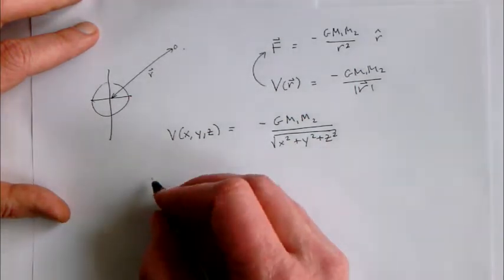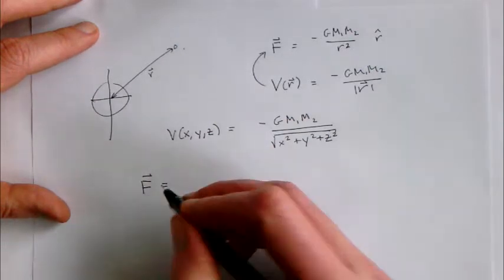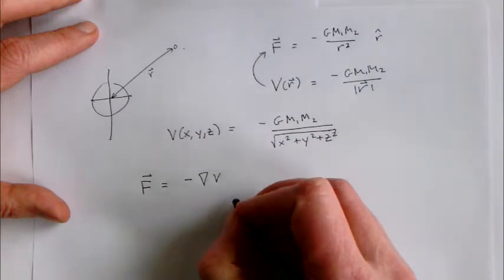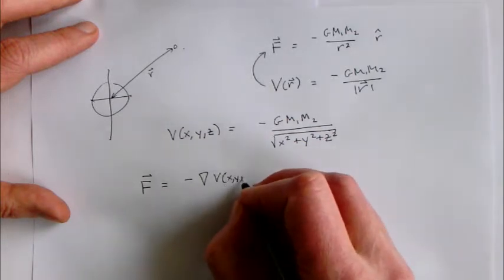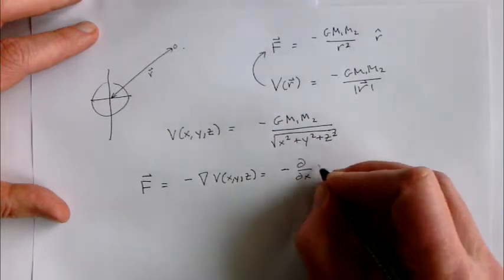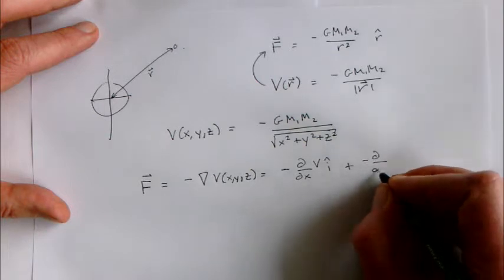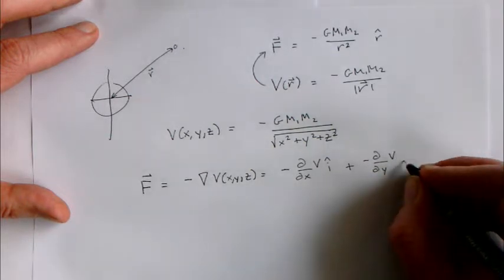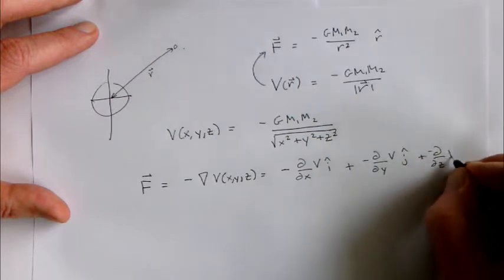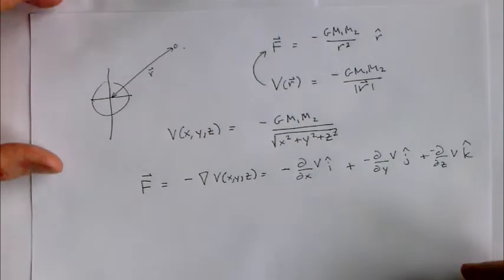When I try to figure out what the force is from this, the force that this is going to exert is going to be minus the gradient of the potential energy, which is going to be minus the partial with respect to x of the potential in the i hat direction, plus minus the partial with respect to y of the potential in the j hat direction, plus negative partial with respect to z of the potential in the k hat direction. Okay.